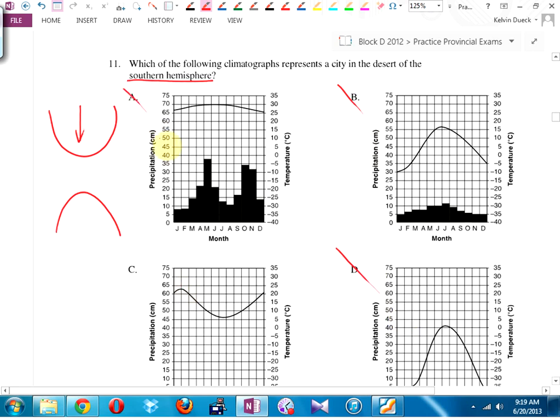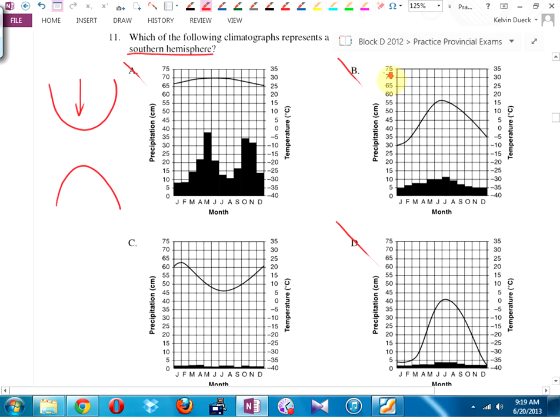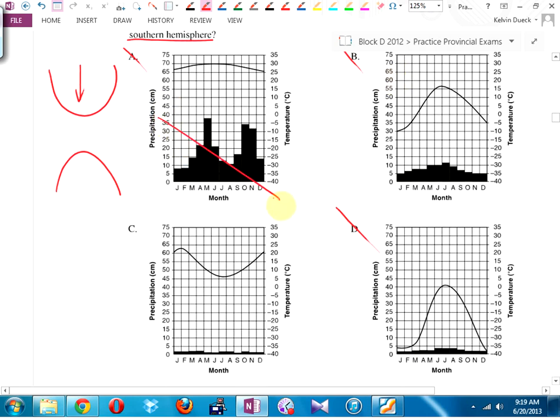Now let's check out the precipitation. If it's a desert, I'm looking for very little precipitation, so no. Could be, maybe, probably, so no, it's got to be C, right?